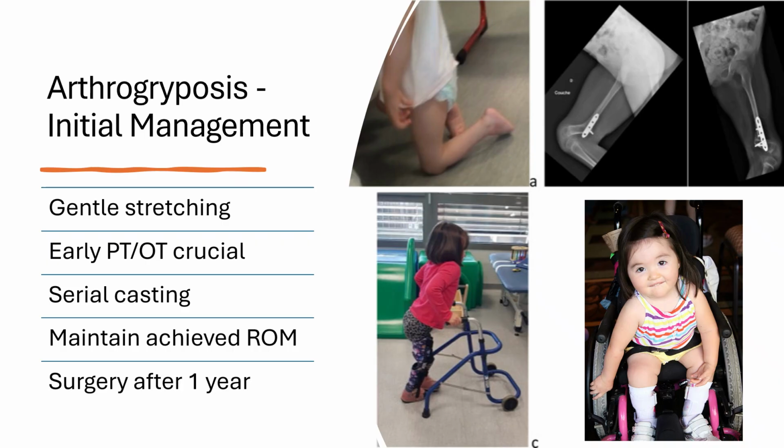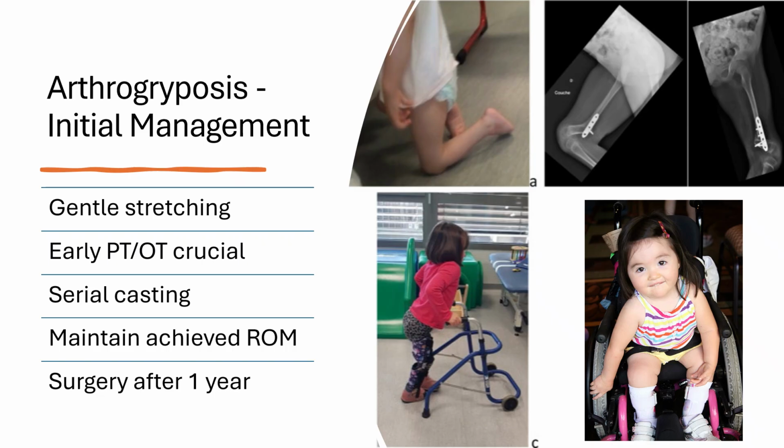Picture how braces gradually straighten teeth by applying consistent, gentle force over time. Serial casting works on the same principle, using the natural healing and remodeling processes to gradually improve joint position. The concept of maintaining achieved range of motion becomes critical because these babies tend to lose mobility if it's not actively preserved. Think of this as the ongoing maintenance required for any mechanical system. Once you achieve improvement, you must continue working to prevent regression.